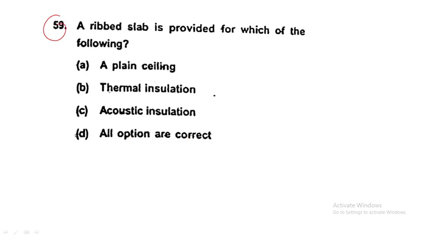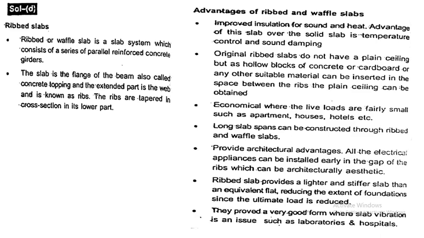Next question. A ribbed slab is provided for which of the following? A ribbed slab is provided where a plain ceiling, thermal insulation or acoustic insulation is required. So for all options we have to install ribbed slabs. If you want, you can go through the advantages of ribbed slab and waffle slab once, and you will get the idea about all those things.